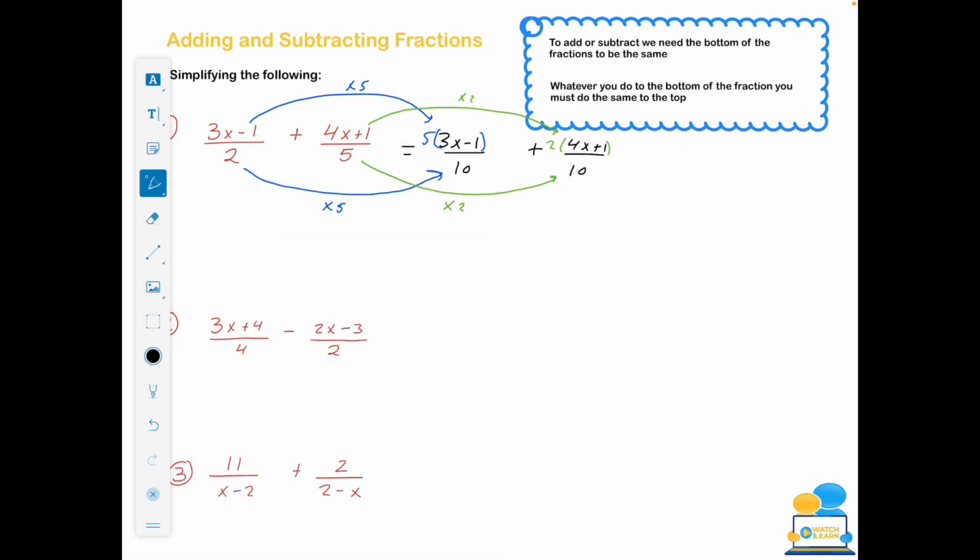Once you get to that stage, we rewrite our fraction, and we can just put it all over one fraction because the denominators are the same. So it'll be 5 by (3x minus 1) plus 2 by (4x plus 1) all over 10. Multiply at the top, so that'll be 15x minus 5 plus 8x plus 2 all over 10, which is 15 plus 8 will be 23x, minus 5 plus 2 will be minus 3, all over 10. And that's our final answer. So using those arrows can help. Just remember, whatever you do to the bottom of the fraction, you have to do to the top of the fraction as well.